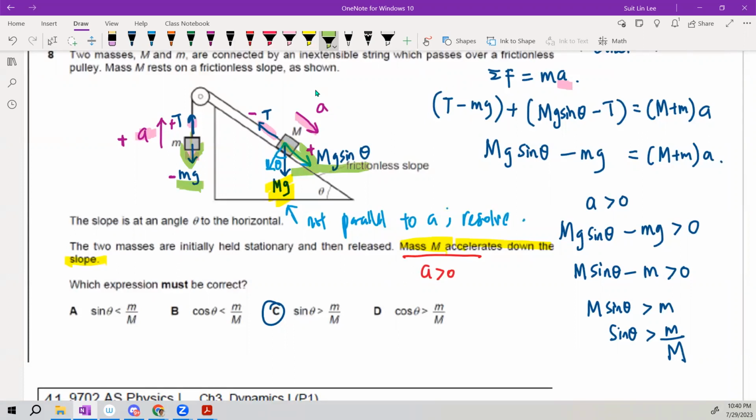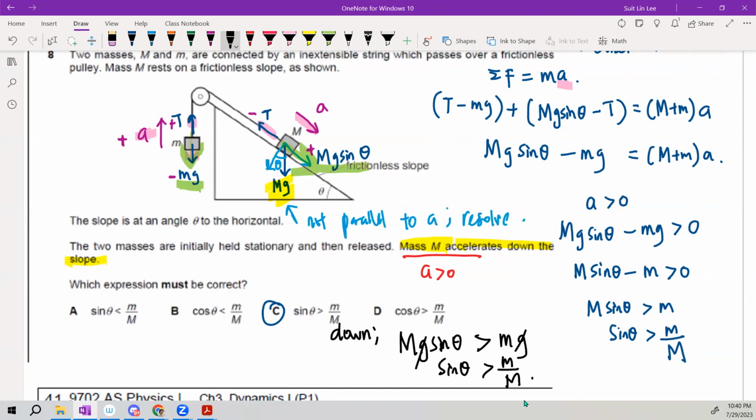So if I want it to accelerate down the inclined plane, the force going down, Mg sine theta, must be bigger than the force pulling the block up the inclined plane, mg. Can cancel the g. So I get sine theta is greater than m over M. Wow, teacher, so much faster.